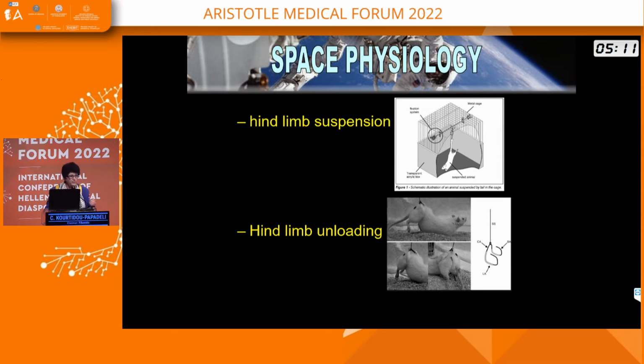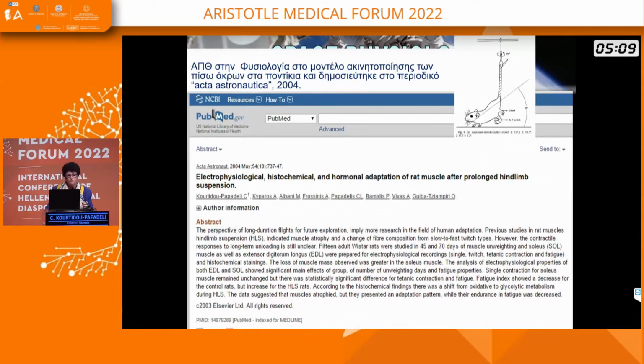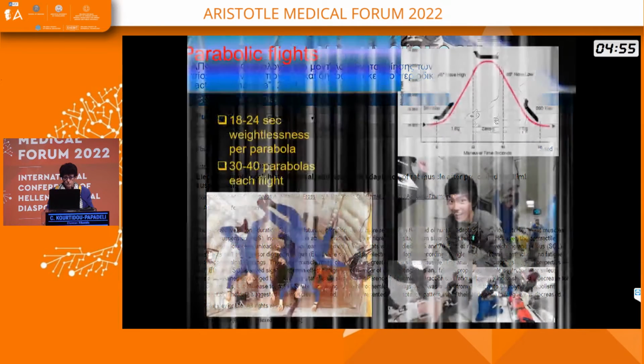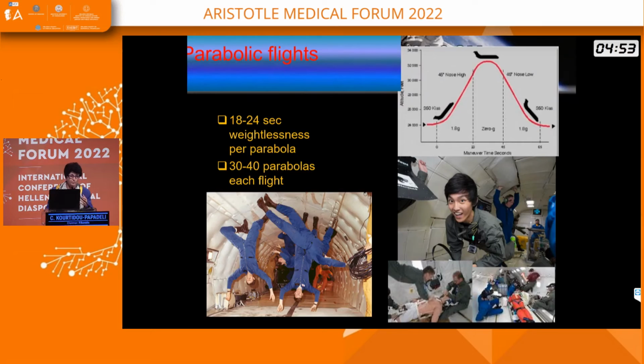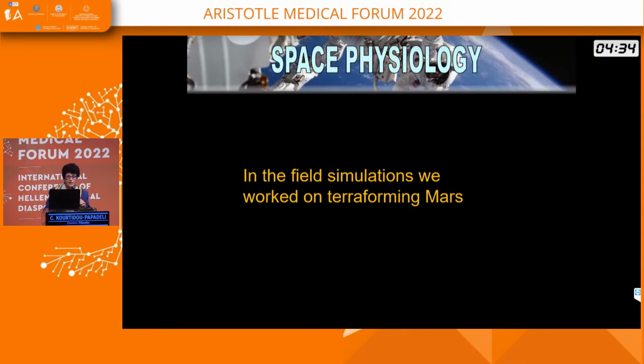So we did experiments at Aristotle University in 2004 with the hand limb suspension, and we already have a paper on the electrophysiological and hormonal adaptation of rats in decreased gravity. So that was one of our papers on that. Then you can simulate by parabolic flights. The problem with parabolic flights, it's very short, and you have to do 30, 40 parabolas. The airplane goes up and then goes down, and you feel this free fall, but it's only 24 seconds. So research is limited in what you can do in this limited time.